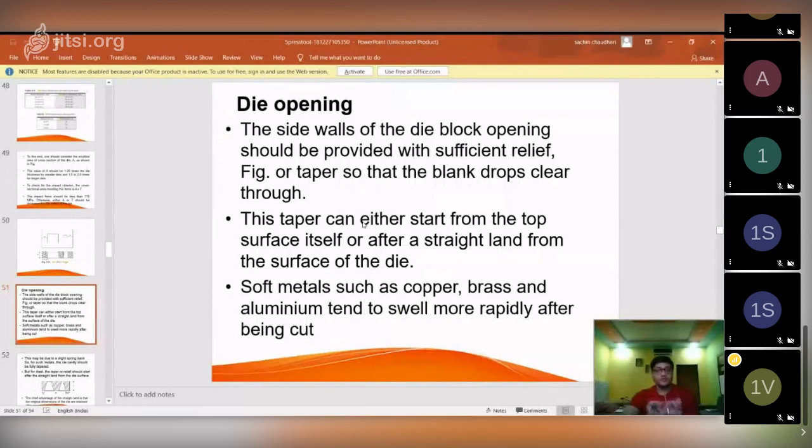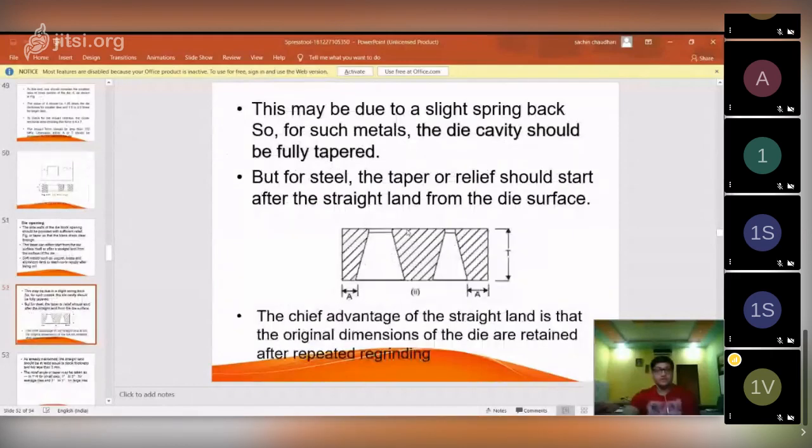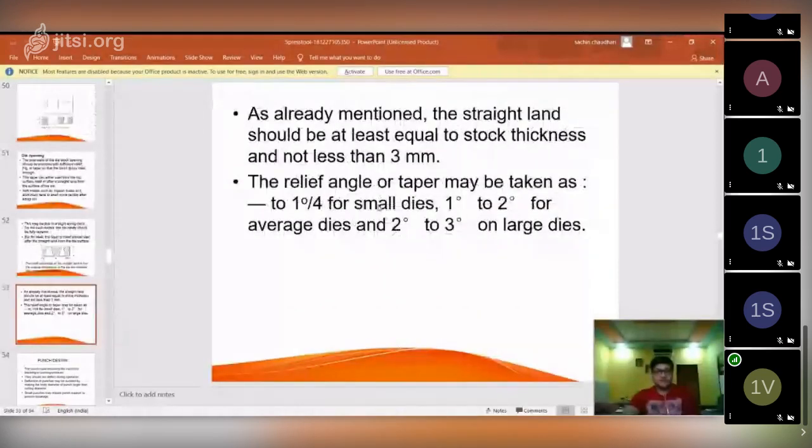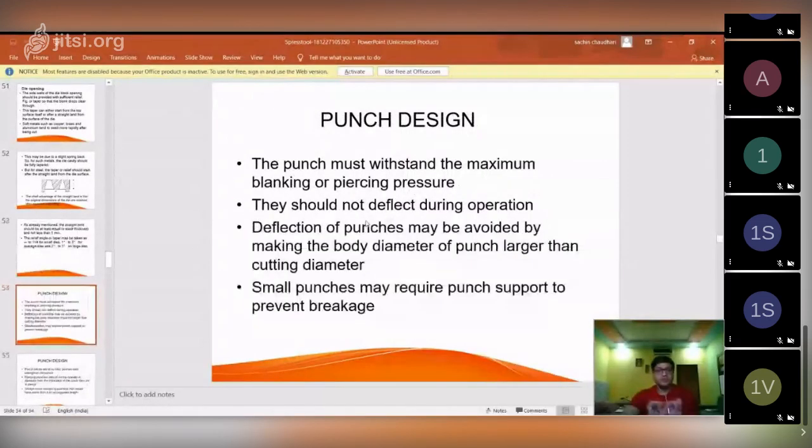Next, we saw the die opening, why it is important, how the taper angle is given, and how much taper angle is given. Why is it important to give a taper angle? Related to this, the taper or relief angle, which is called alpha, I will give you its formula as well. Then we saw the punch design, how you can design the punch according to your die opening and die.